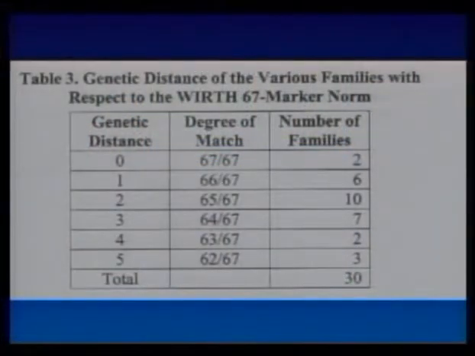And this is genetic distance of the various families. Now he's up to over 60 matches. Wow. And I envy him. And this is what they found. He has two people that match entirely at the 67. So these people are obviously fairly closely related, probably no more further than third cousins, I would guess.